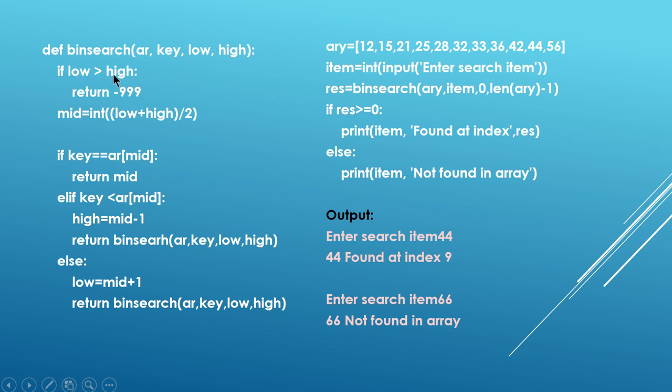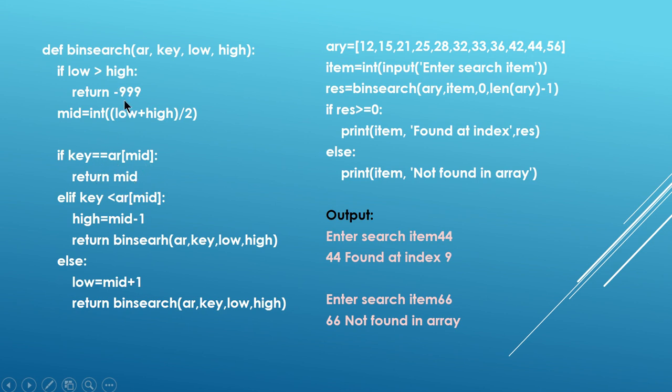So if low is greater than high, in that case the element is not present, and you are just returning some value to indicate that, which you will be checking in your main program. This condition will be satisfied when the item that you are looking for is not found in the list. In that case you are returning the value minus 999. Otherwise, you are calculating the mid value.